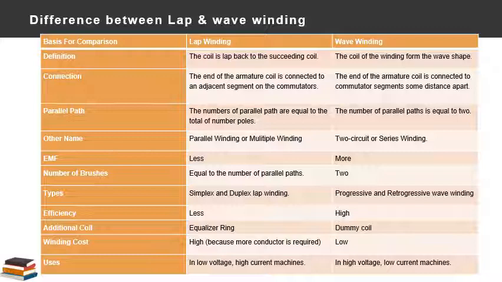Additional coil: in a lap winding, equalizer link, and in wave winding, dummy coil. Winding cost of the lap winding is high because more conductor is required, and wave winding cost is low. Uses: the lap winding is used in low voltage high current machines, and the wave winding is used for high voltage and low current machines. So this is the basic difference between the lap winding and wave winding.